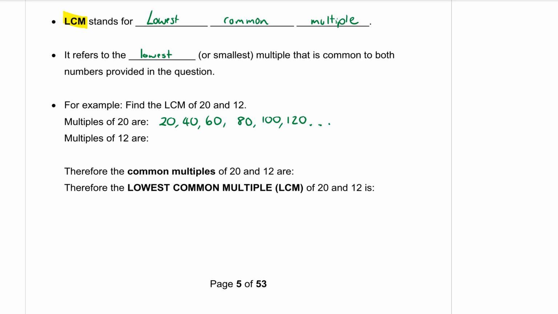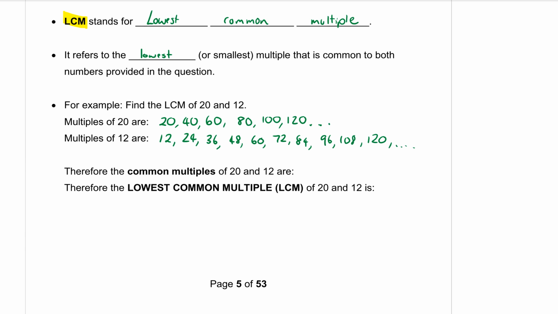And I don't really know if I've gone far enough. Sometimes you might have to go, I can't see anything in common yet. I better keep doing some more multiples. Let's now go and list some of the multiples of 12. So 12 times tables. 12, 24, 36, 48, 60, 72. I'm going to keep going for a while here. 84, 96, 108, 120. I kept going because I wanted to find not just one, I wanted to find a couple of numbers that were multiples, that were in common.